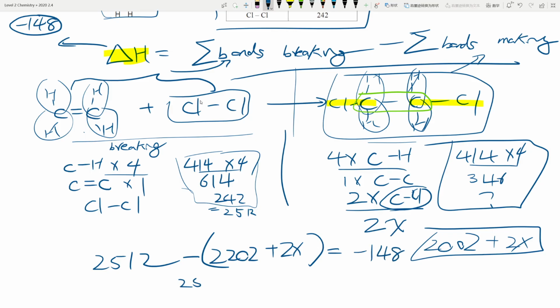And then if you do your simple mathematics, if you can rearrange the equation, you will find that your 2x equals 2512 minus 2202. Then move to the other side, and 148. Wait, did I mark it up somewhere? 856.